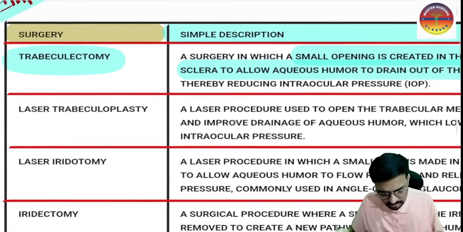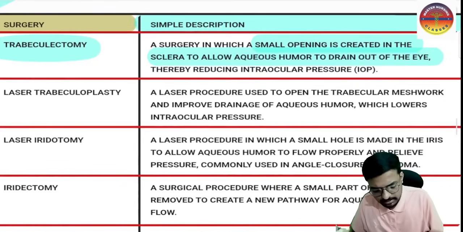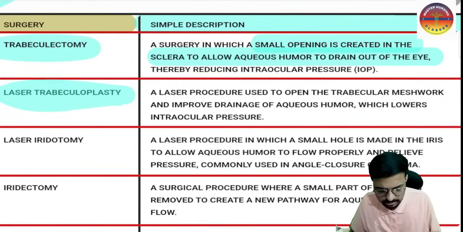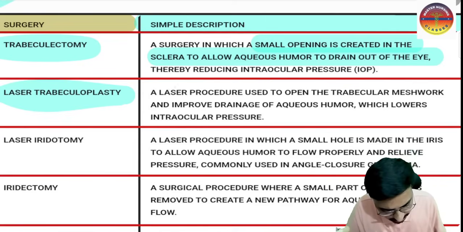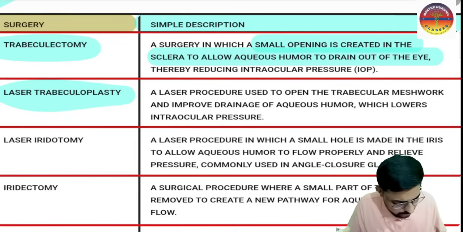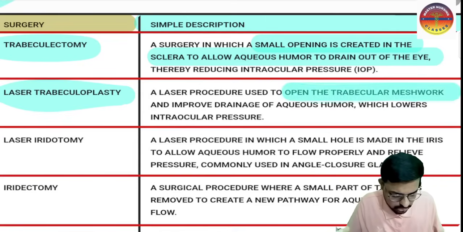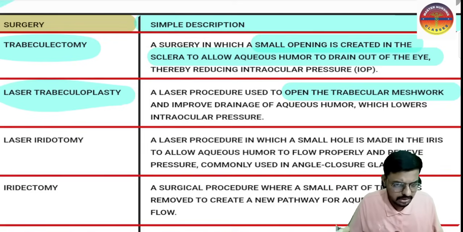Next we have the laser trabeculoplasty. Trabeculoplasty means if it is partially obstructed, especially in open angle glaucoma, then with the help of the laser we will repair the trabeculae. The trabecular meshwork which was blocked, we will repair. So that is the laser procedure we use to open the trabecular meshwork. By repairing the trabecular meshwork we are opening it and improving the drainage of the aqueous humor, which reduces the IOP.